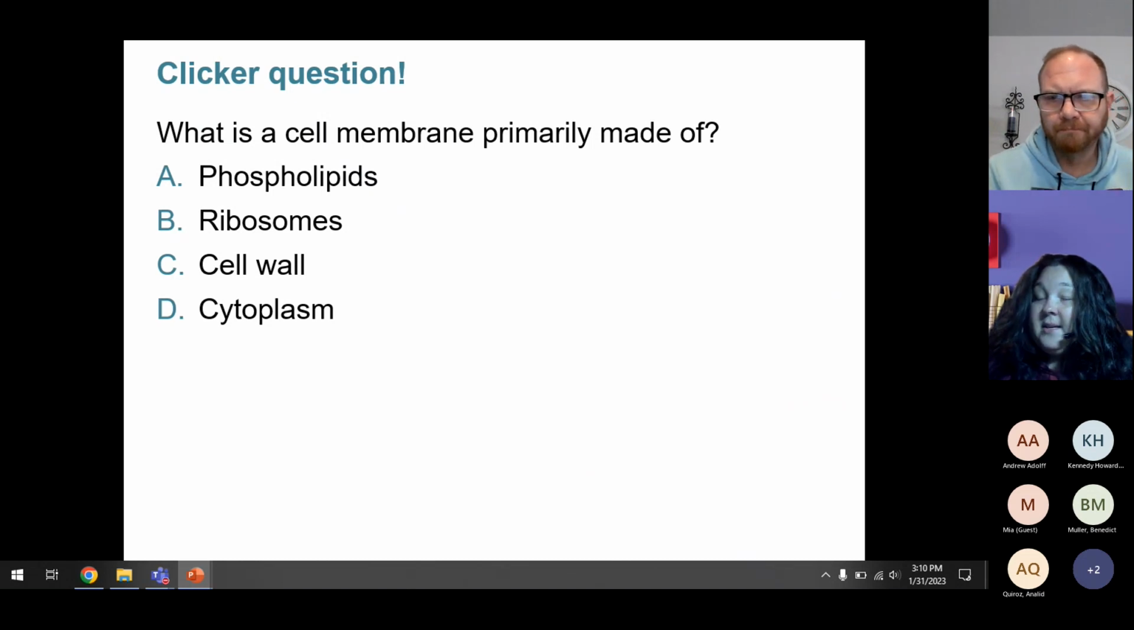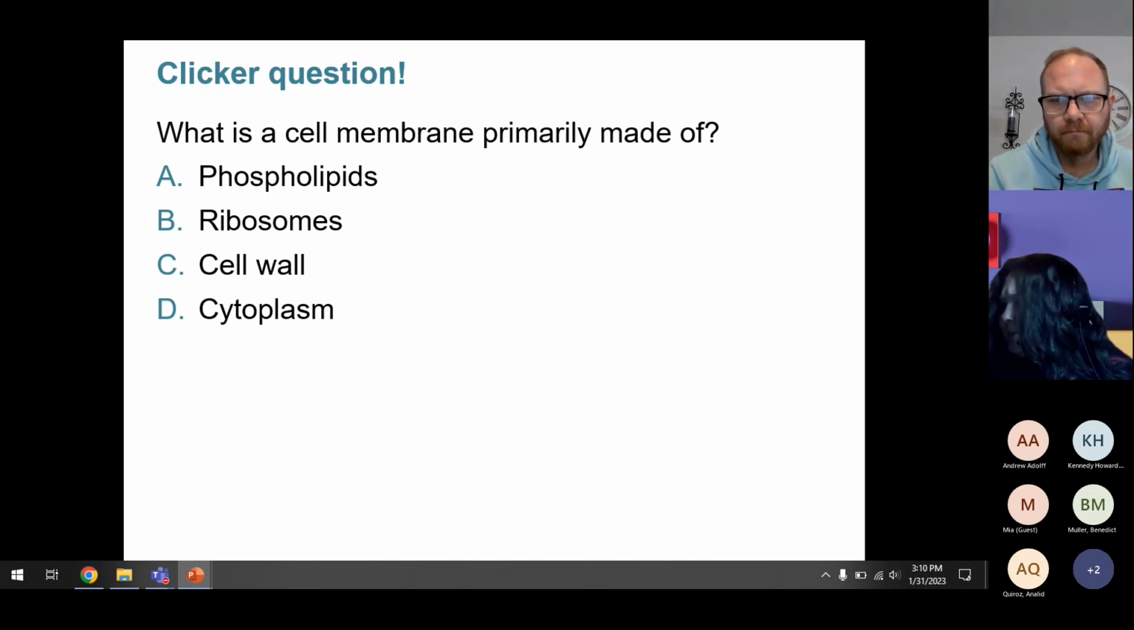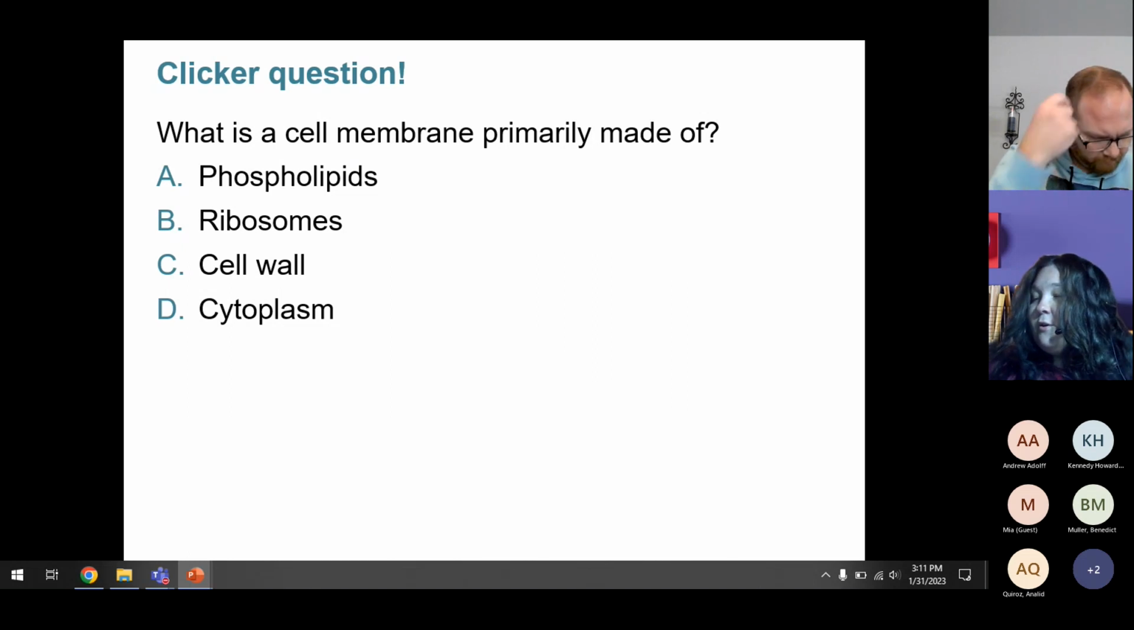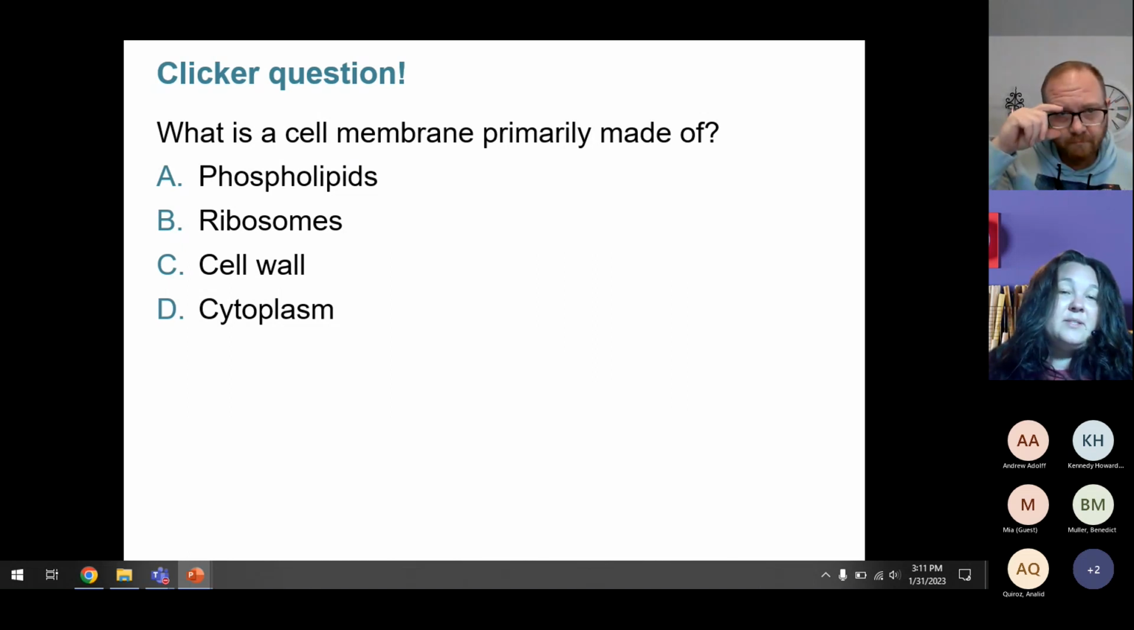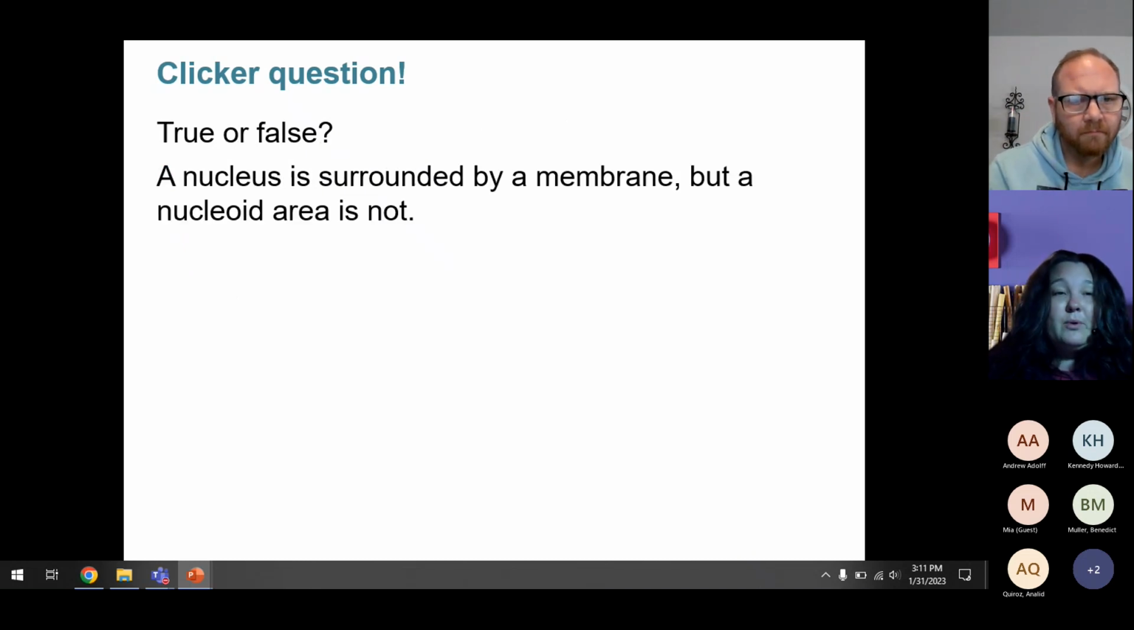Okay, 86% said A, which is the correct answer. That's good. 14% said D, cytoplasm. Cytoplasm is the fluid that is inside the cell. It does not compose the cell membrane.